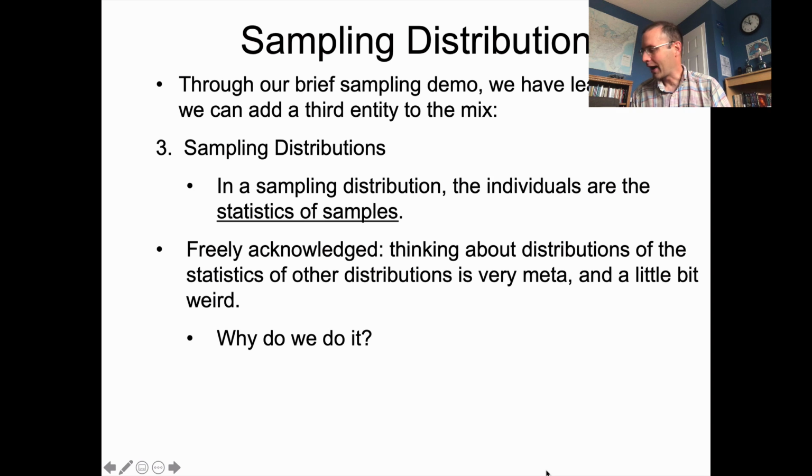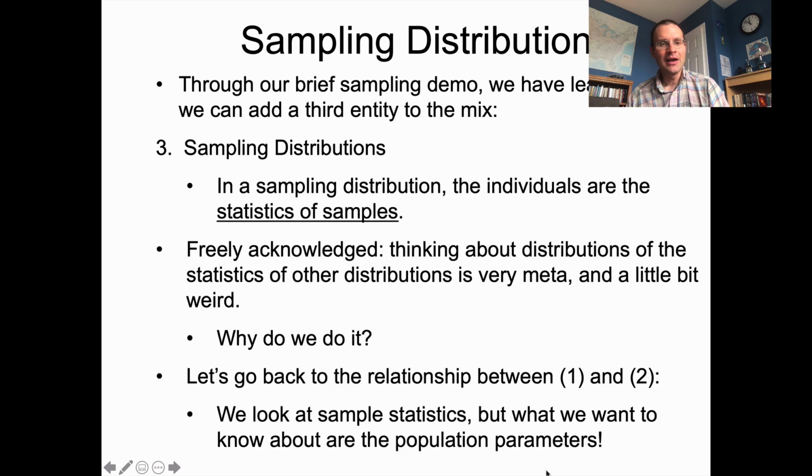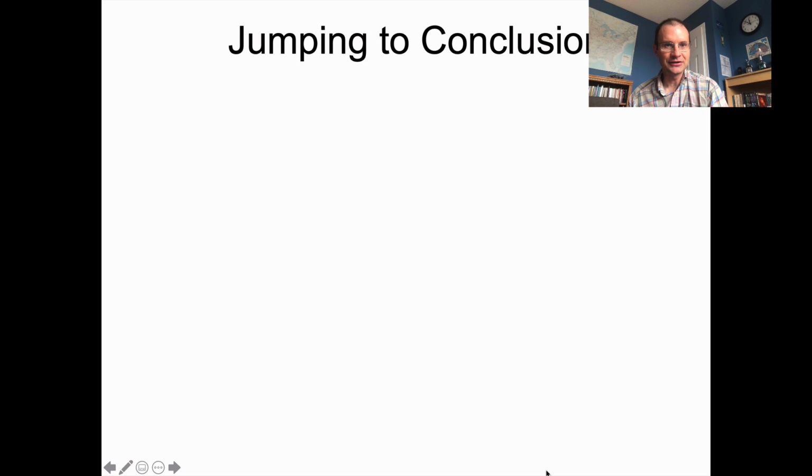And it's like, why would we do something that kind of meta? Why are we looking at the distributions of statistics of samples instead of just samples themselves? The reason is that we're looking at just the sample statistics whenever we run an experiment. But what we really want to know about are the population parameters, or often we want to draw conclusions about the population and its parameters. And the way we're going to do that is through this sort of conduit of sampling distributions.